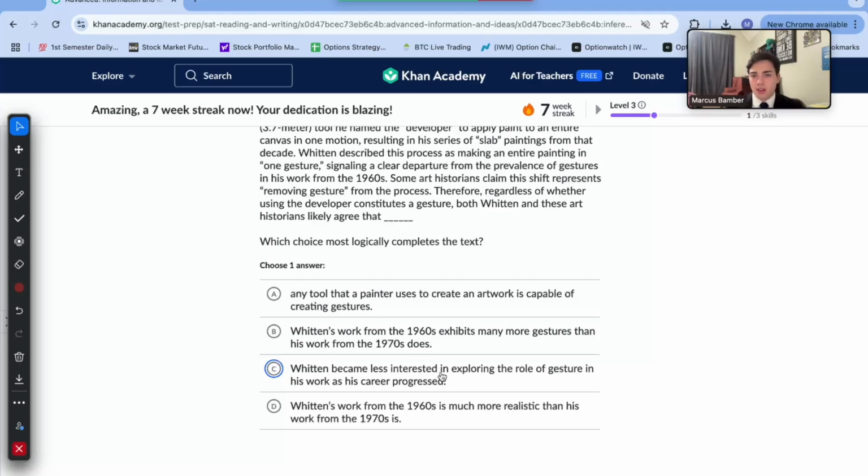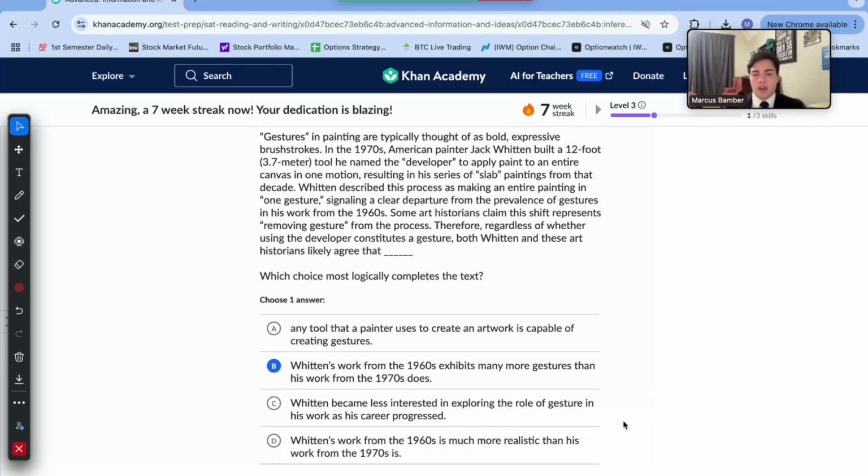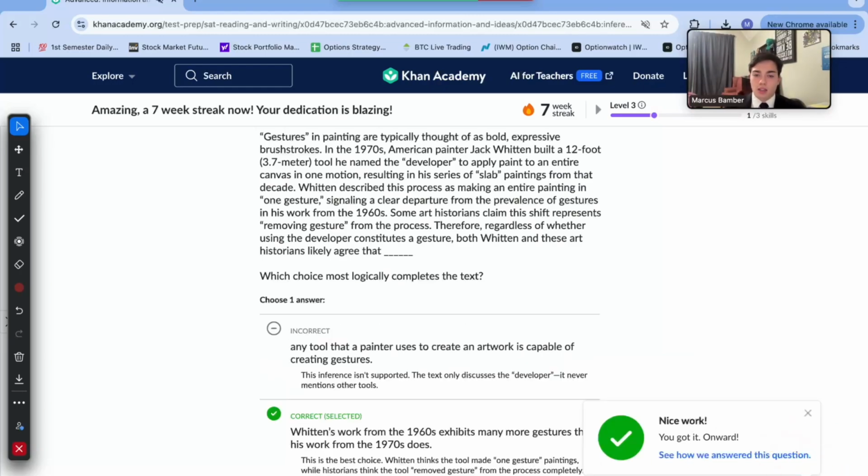That is incorrect. He tries to redefine the whole thing, and then answer choice D talks about realism, which is not relevant. So answer choice B is going to be correct because they can say that even if the art historians say that there were no gestures at all, they can agree that the 1760s contains many more than the work in 1970s does, whether the 1970s work contains 1 or 0 according to their interpretations of what gesture is. So answer choice B is indeed correct here.